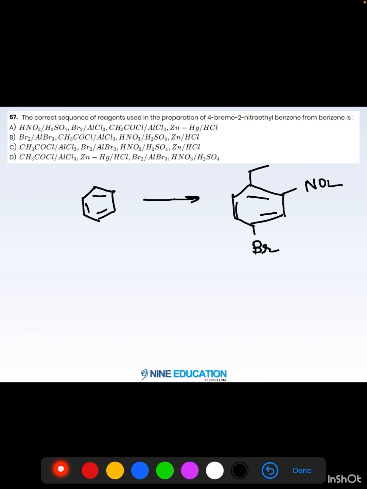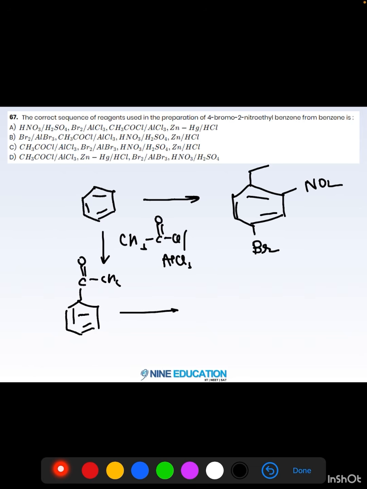Let us see also, right? So first of all, what we are going to do is Friedel-Crafts acylation, CH3COCl in the presence of AlCl3. What will it be giving us? It will be giving us C double bond O CH3. Next, when we will be using zinc Hg/HCl, simply it will be reducing your C double bond O into CH2, so it will be simply converting into CH2CH3, Clemmensen type of reduction.